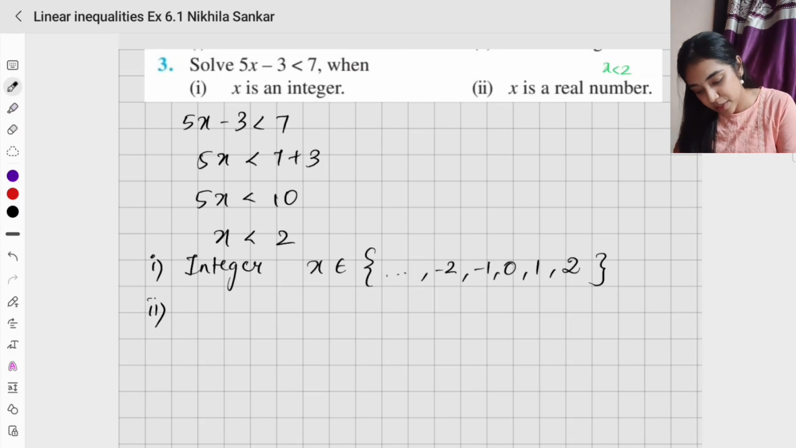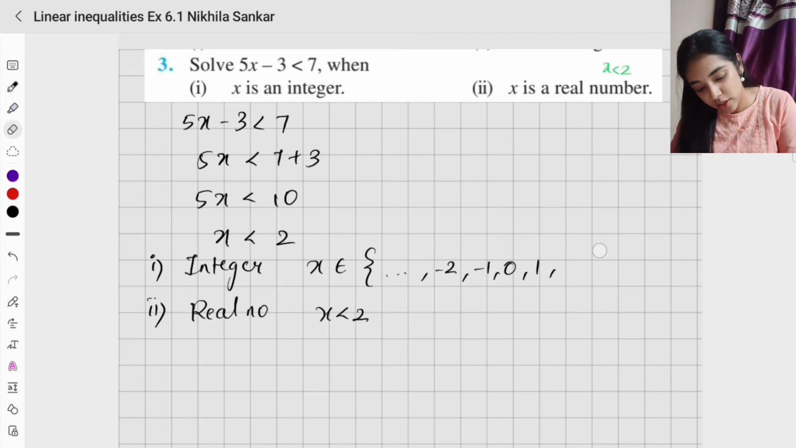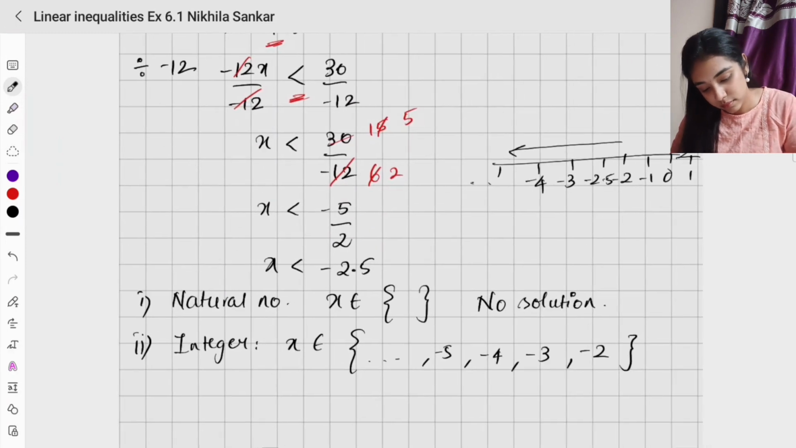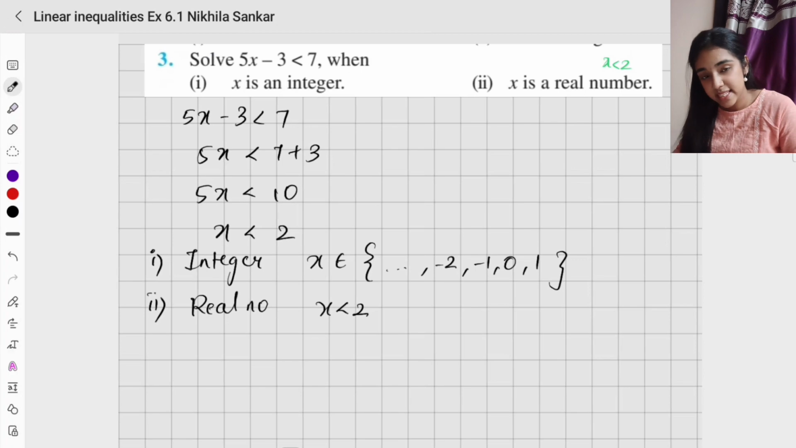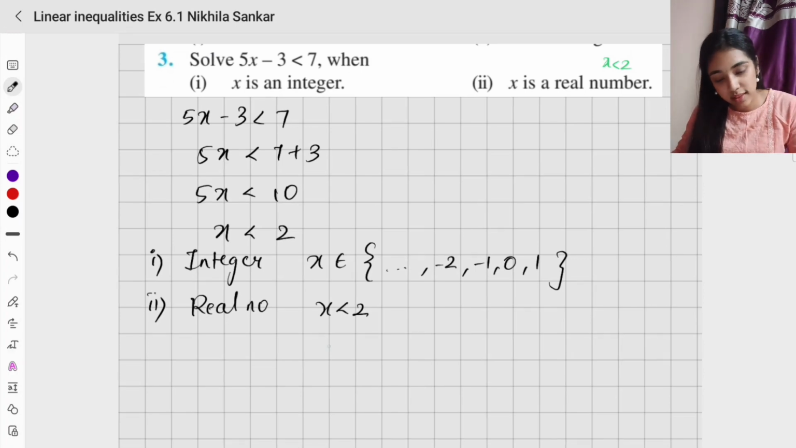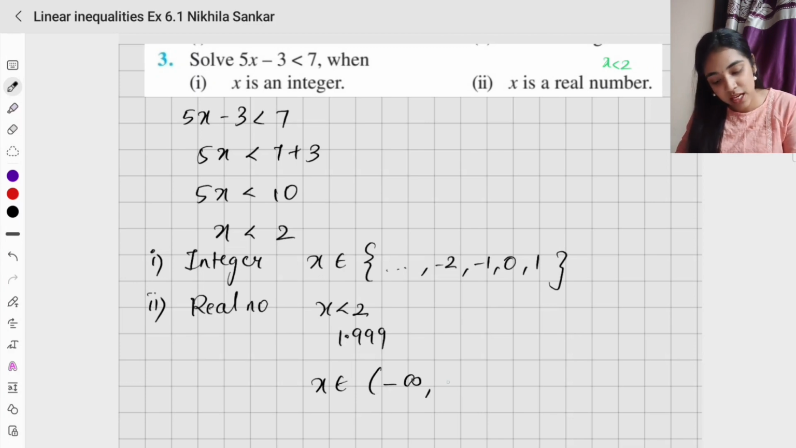Okay. Second subsection, x is a real number. Real number means x is less than 2, it will include all the values. 2 is not included. 2 is not included in the subset. Please pay attention. 2 is not included in the solution set. x is less than 2, it is going to include all the values until 1.999 and so on. So x belongs to all the values from -infinity until 2 and 2 is not included.